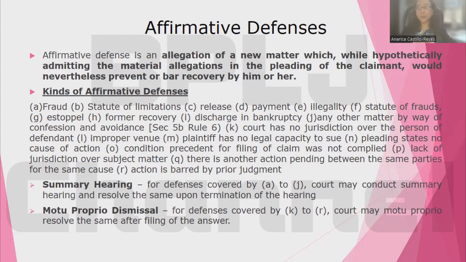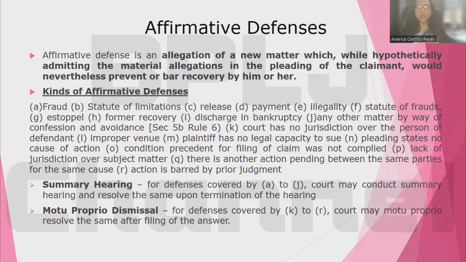Okay, let us go to affirmative defenses. What is an affirmative defense? It is an allegation of a new matter which, while hypothetically admitting the material allegations in the pleading, would nevertheless prevent or bar recovery. So if the other one is a negative defense, meaning you're specifically denying the allegations in the pleading, in an affirmative defense, you're admitting it. But even though you're admitting it, there are new matters which would prevent or bar the recovery of the plaintiff. What are the kinds of affirmative defenses?